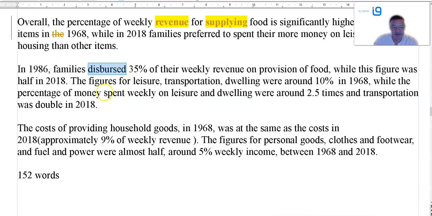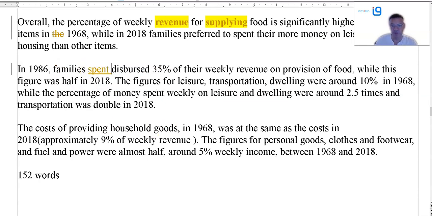Families did disperse. You mean they spent? 50% weekly revenue, income, and on a provision of food. You mean simply on food. They spent it on food, not the provision. They weren't providing it to anybody. They weren't supplying it to anybody. They weren't being supplied with food. Don't keep using all these synonyms that are not appropriate. You'll be losing marks, not gaining them. So they were spending money on food.